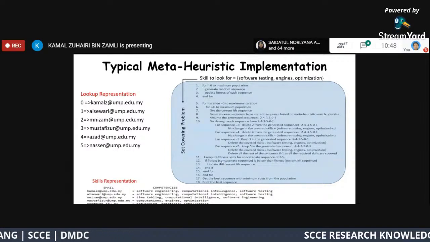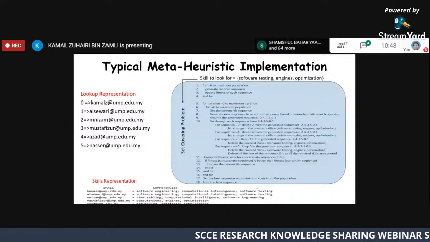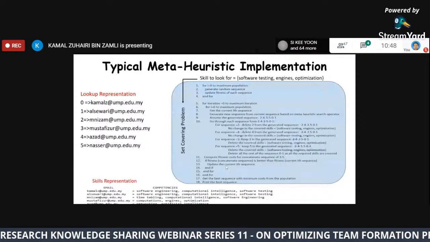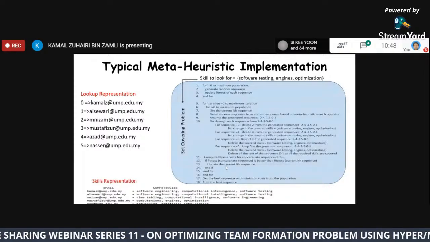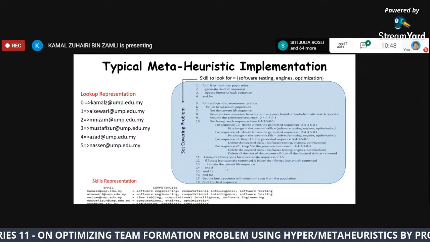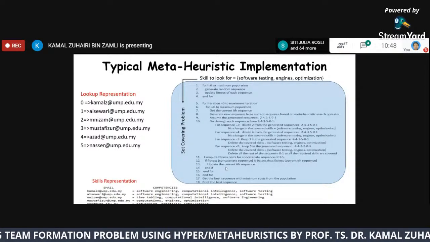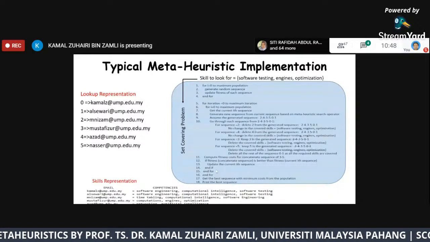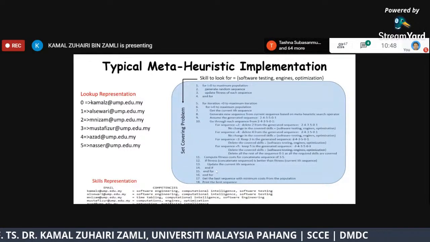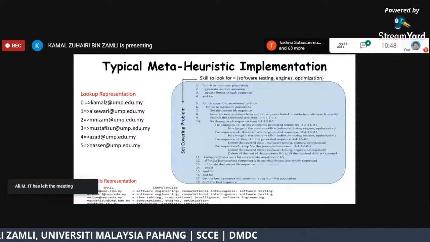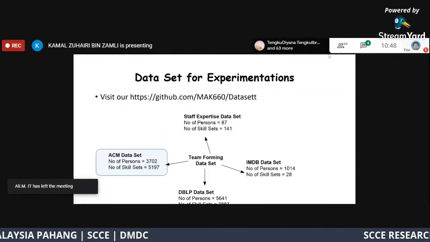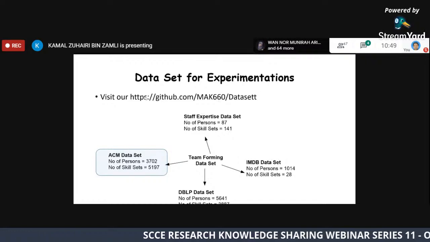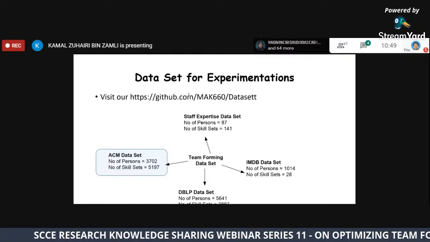So if there is one slide you need to remember, this is the slide, if you want to implement this team formation problem as a sequence. I've given you the model, so there's no doubt it's easy to implement once you're given this idea. This is what we have done, and this is typical of any metaheuristic implementation. We have defined a data set in our GitHub. We have many data sets.